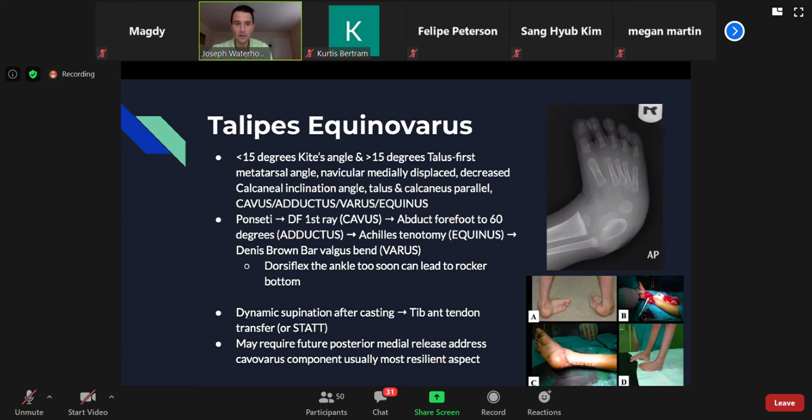And then you're going to keep them in a Dennis Brown bar with a valgus bend for, however long that's going to be. I don't remember. I think it's a couple of years.